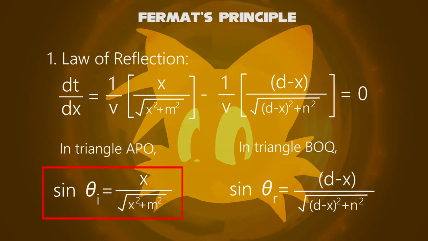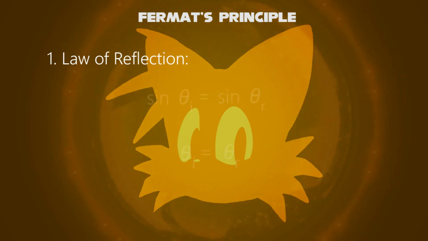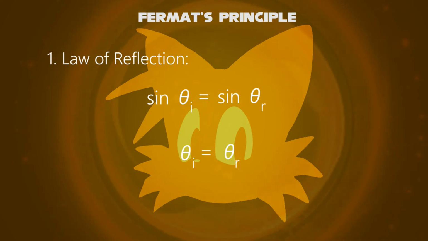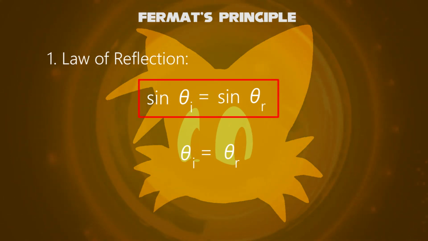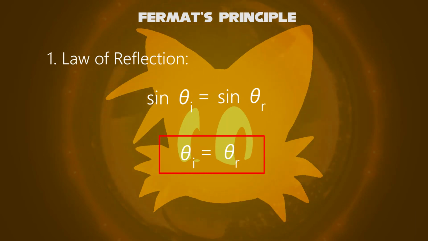In triangle APO, sine theta I is equal to x divided by the square root of x squared plus m squared. Similarly, in triangle BOQ, sine theta r is equal to d minus x divided by the square root of (d minus x) entire squared plus n squared. Thus, we can now equate them together. That is sine theta I equals sine theta r, or you can simply write theta I equals theta r.